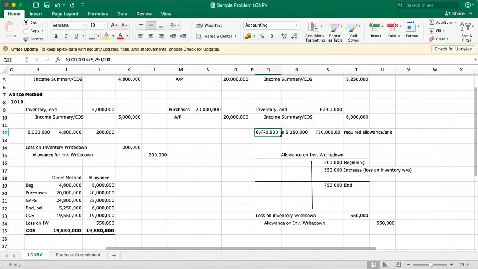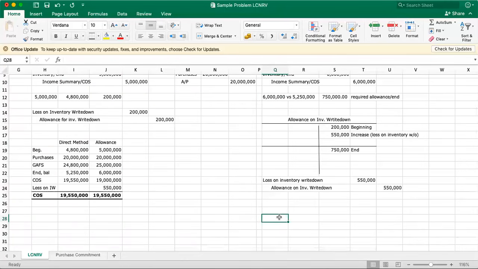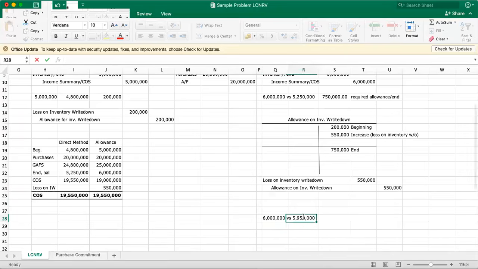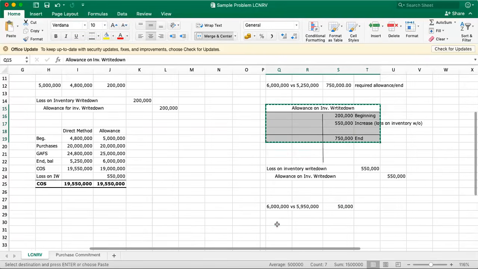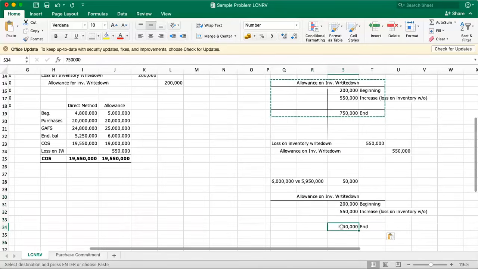Okay, so let's assume nga 6 million ang cost versus naa tay LCNRV on 2020 nga 5,950,000. Therefore, naay difference nga 50,000. That's 6 million. So, the required allowance now is 50,000.